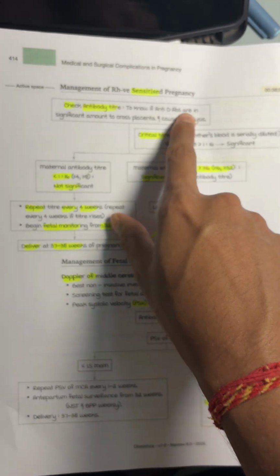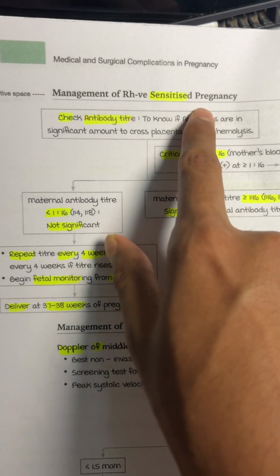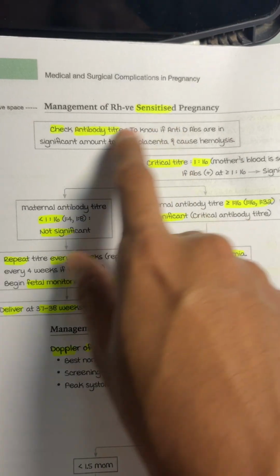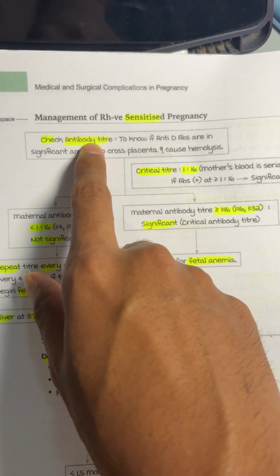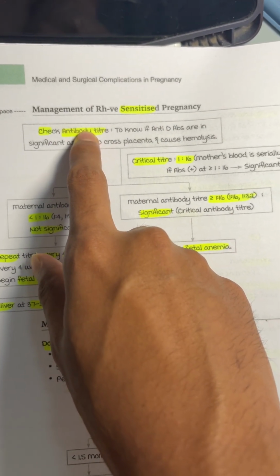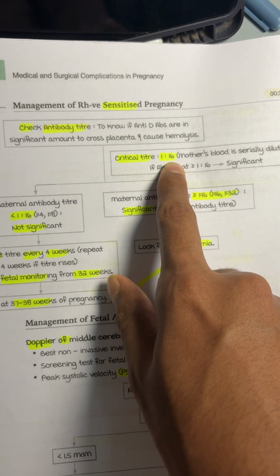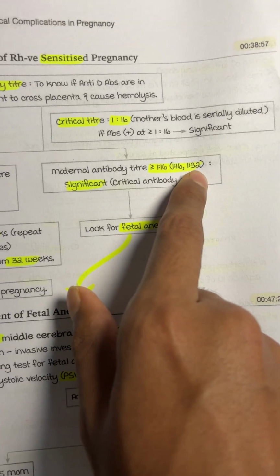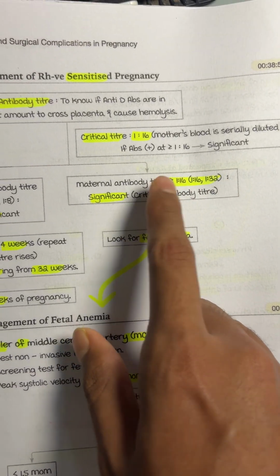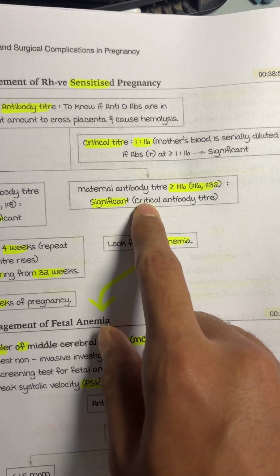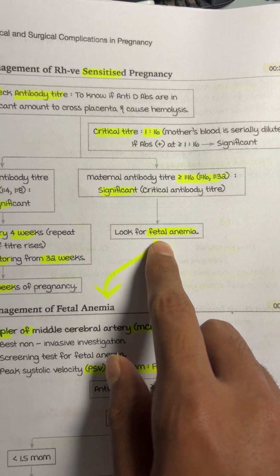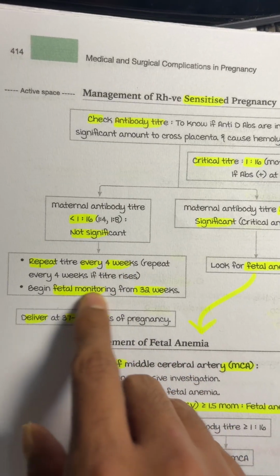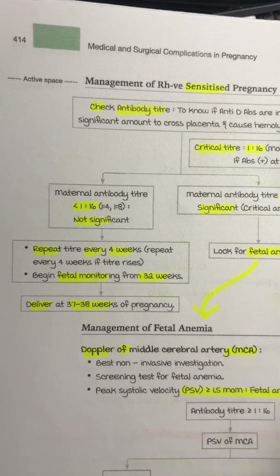Now, if I speak about the management in a sensitized pregnancy, that means the mother who is giving birth to her second baby, the first step is checking the antibody titer. If the antibody titer reaches the critical value, that is 1:16 dilution, so if it's more than 1:16, like 1:32 or something like that, then we say it's a significant titer, and then we look for fetal anemia. If it is less than that, we just wait, repeat the tests, do fetal monitoring and deliver at term. That's it.